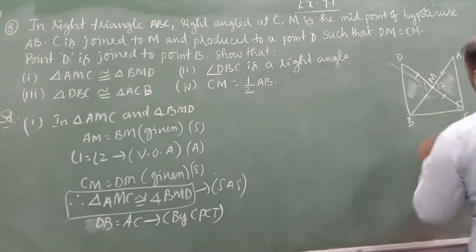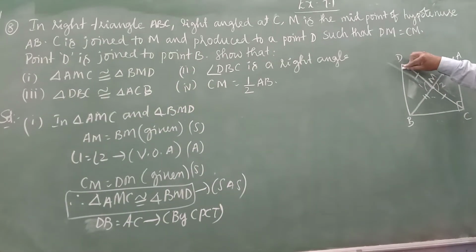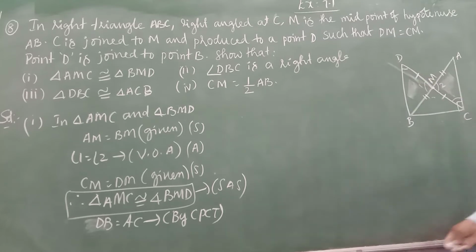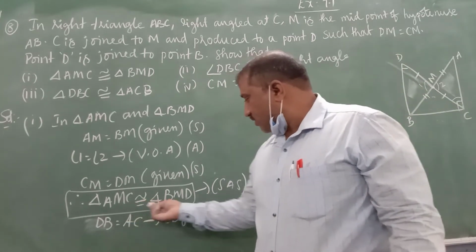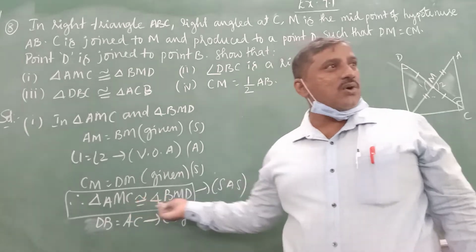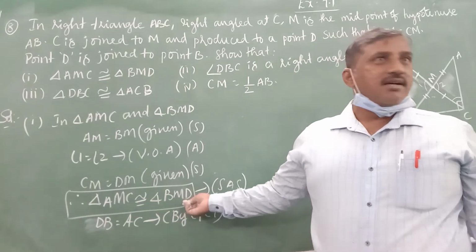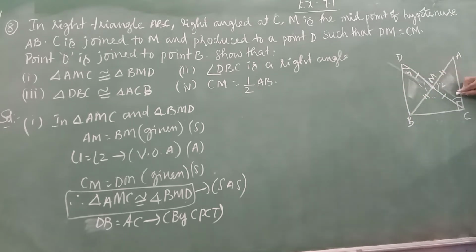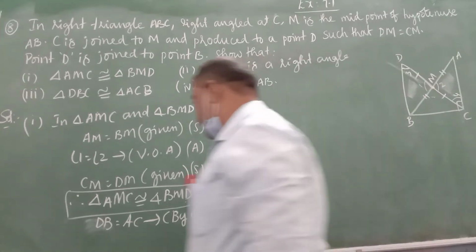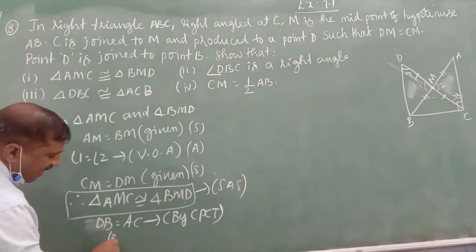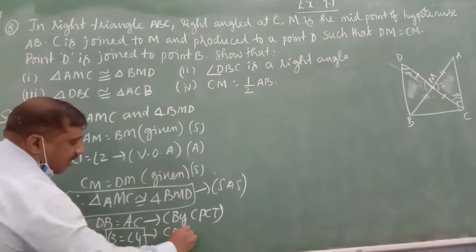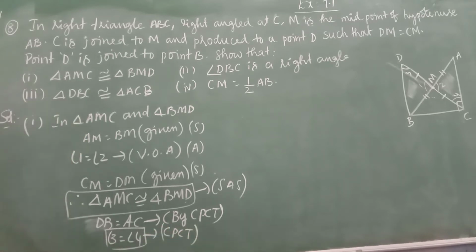Here we know only one pair of angles. What about these two angles? The angles will be equal or not? That is, angle D is equal to angle C in these two triangles. Last letters. Angle C is equal to angle D. Clear? Let these be 3 and 4. Now angle 3 is equal to angle 4 by CPCT. Clear? By CPCT it is clear.